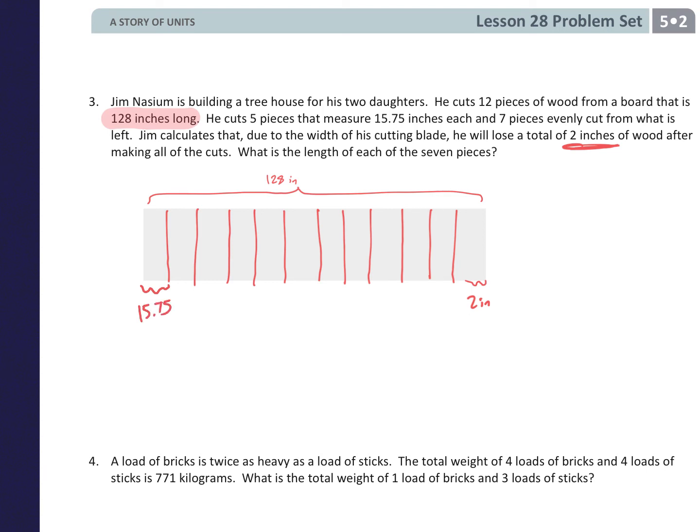And then we know that we've got some that are 15.75 inches, and we know that 1, 2, 3, 4, 5, these all are going to be that length. What I don't know is the length of what's left, these 7 equal pieces. So I know right here from the 128 inches that when it's all said and done, I've lost 2. So before I do anything, I got to do 128 minus 2. And that's going to give me 126 inches.